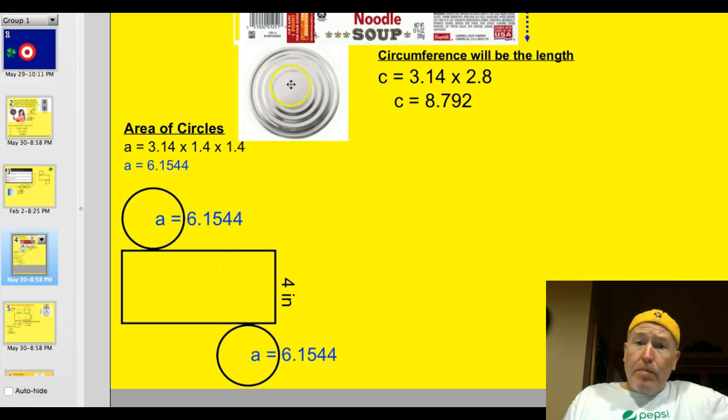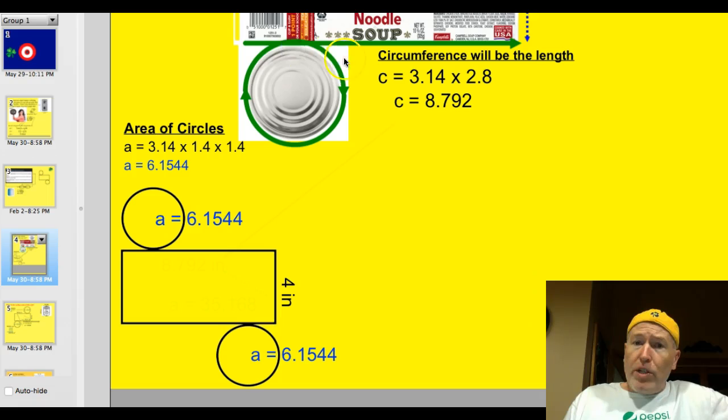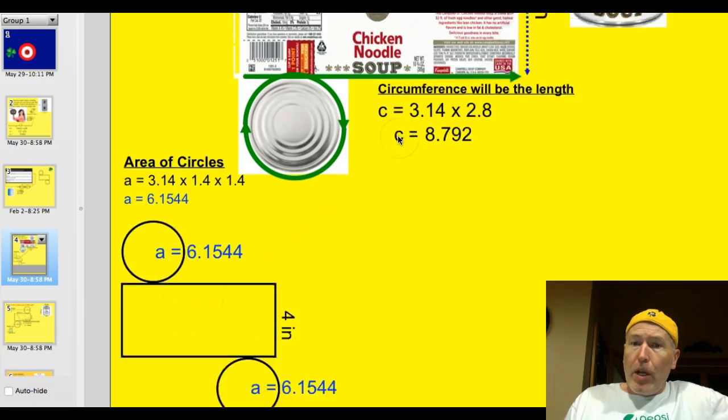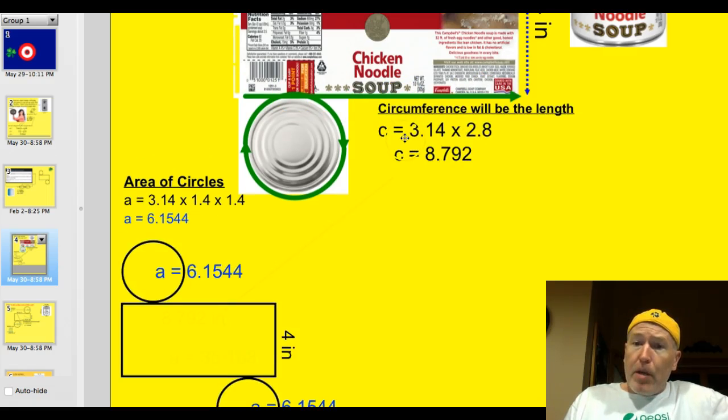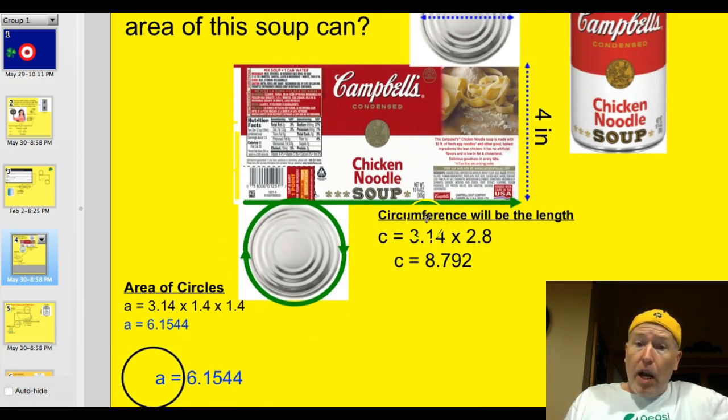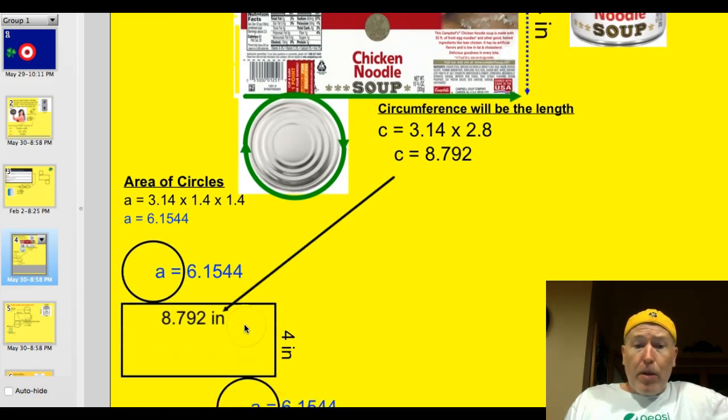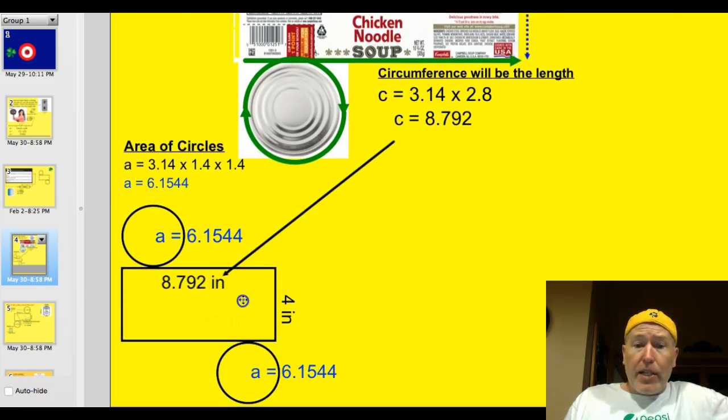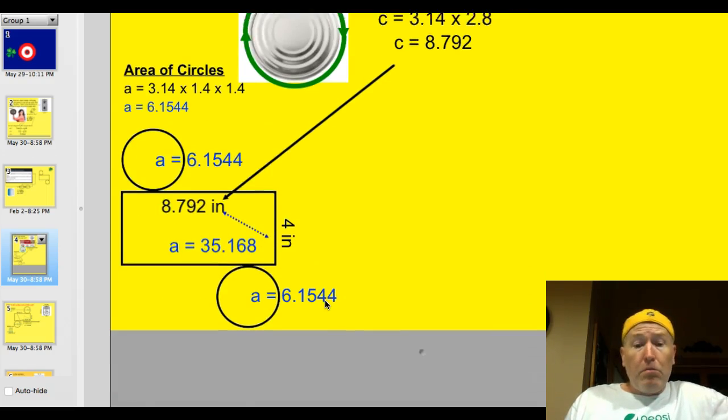Now, I know that this bottom measurement, as I explained earlier, is really going to be the same as the circumference of that circle. It has to be because the label goes all the way around it. So the circumference is going to be this length. I can find the circumference by taking the diameter times pi. So 2.8 was the diameter, so I go pi d, and I got 8.792. Now I've got my other measurement. All I have to do is multiply these two together, and I get the area of this rectangle, 35.168.